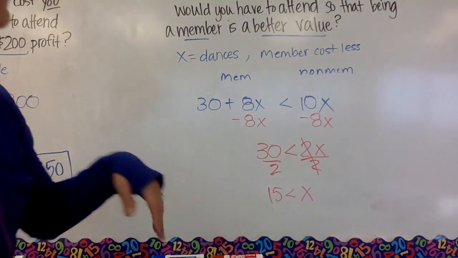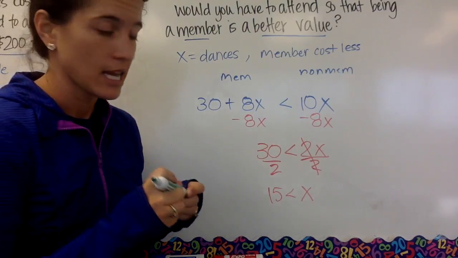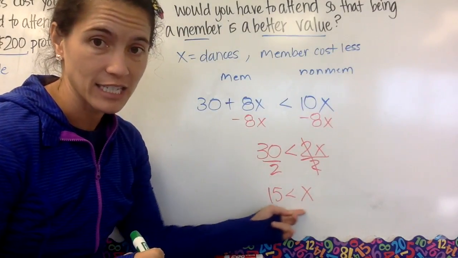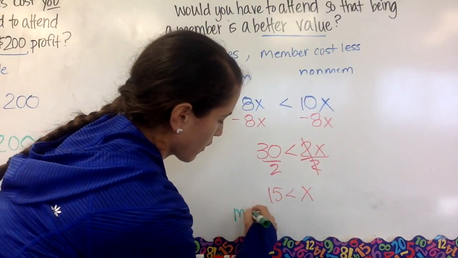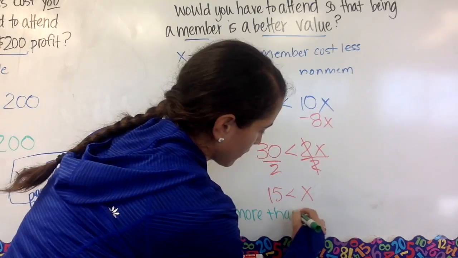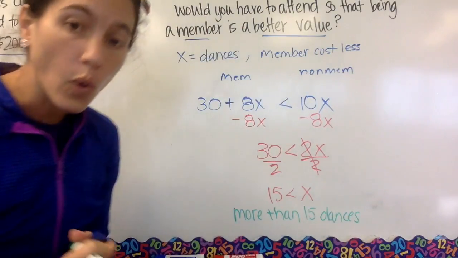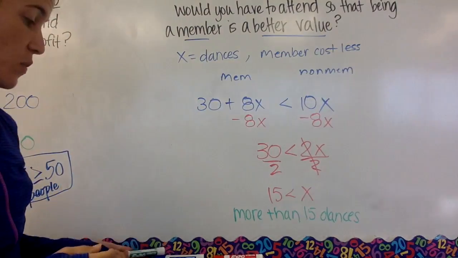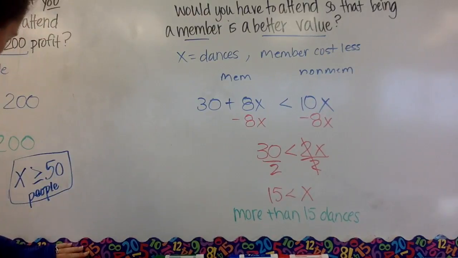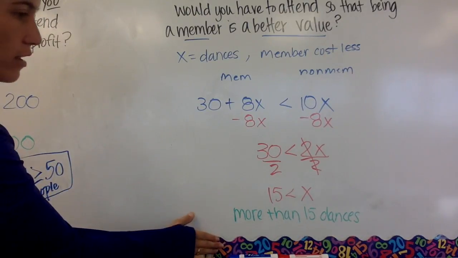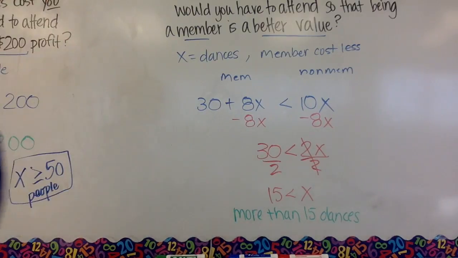So the question says, how many dances would you have to attend? Now, can I attend 15? Does it say equal to 15? No, it does not. So we need to attend more than 15 dances in order to get our money's worth. We need to attend more than 15 dances in order for us to get our money's worth of being a dance member in the member club.